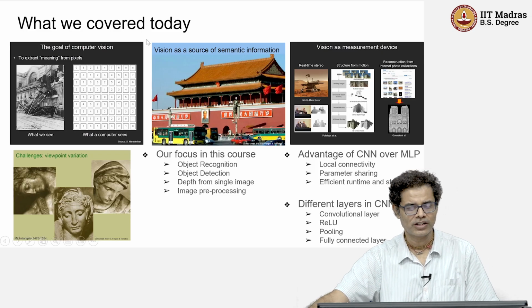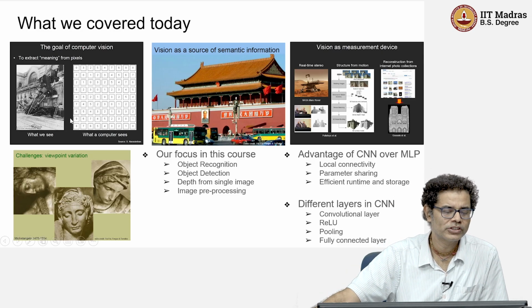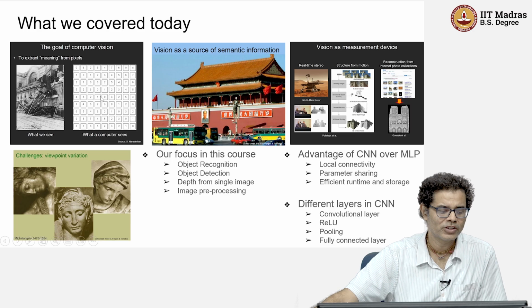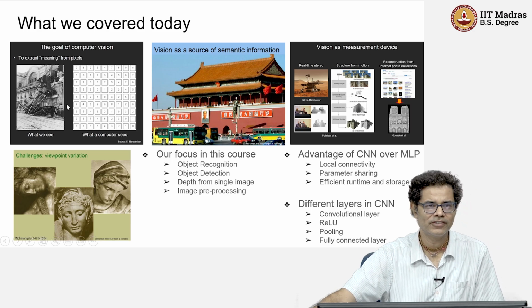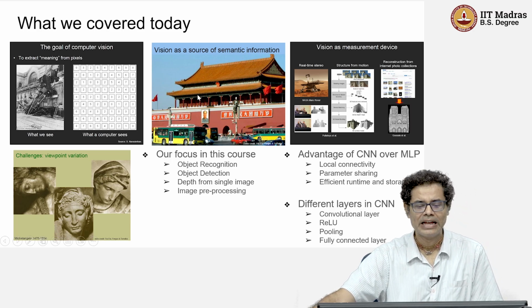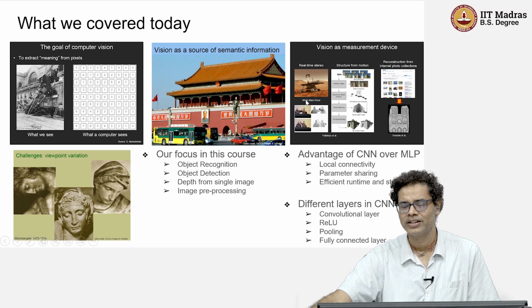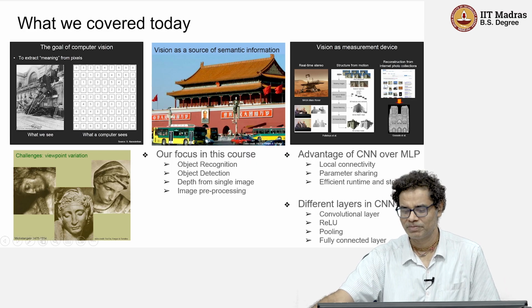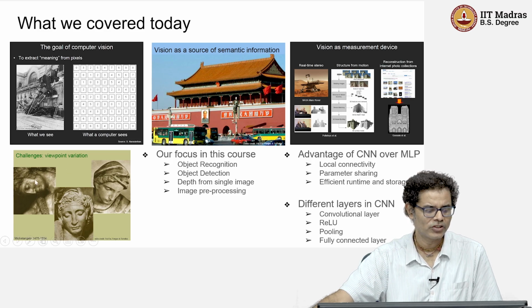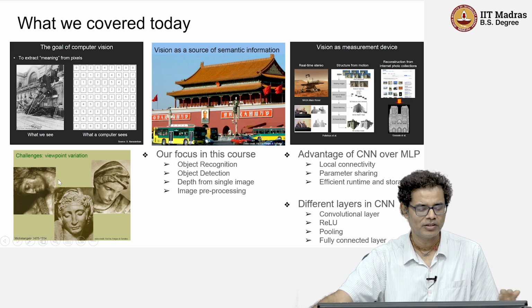So this is what we covered today. We first looked at the goal of computer vision, which is basically to perceive as we do as humans. Computer vision can have two basic tasks. We can do semantic information extraction like object recognition and object detection, or we can use it as a measurement device. We can find the depth, we can find the point cloud, all those things. Of course, there are various challenges: viewpoint, illumination, intra-object variance, all of which we have looked at.